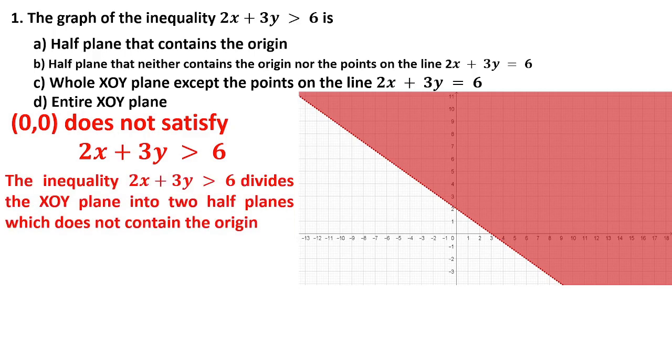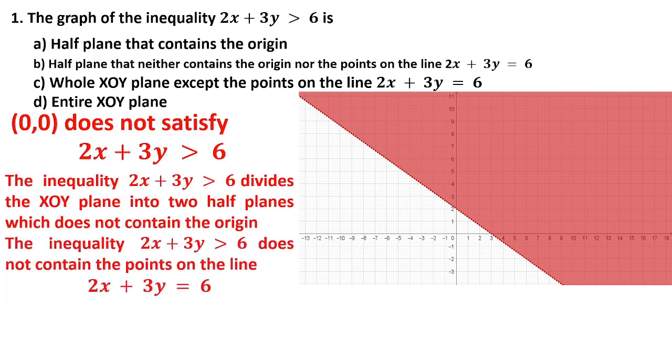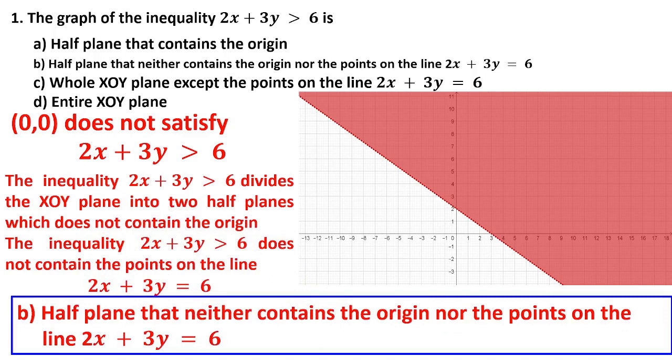Okay, that is, we have got the one idea. And here, one thing we are visualizing, it is not having an equality sign. Therefore, the inequality does not contain the points on the line. Suppose it is 2x plus 3y greater than or equal to 6, it will contain the points on the line 2x plus 3y is equal to 6. Therefore, the option is B. Half plane that neither contains the origin nor the points on the line 2x plus 3y is equal to 6.